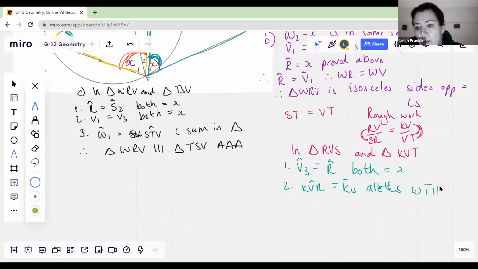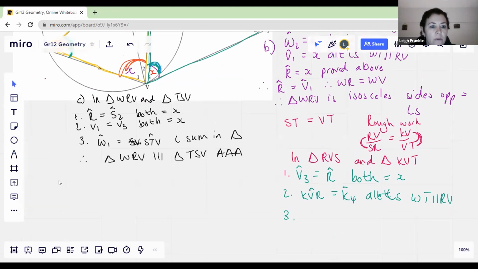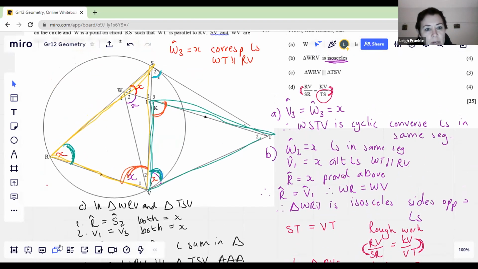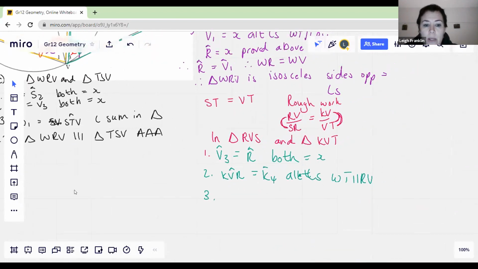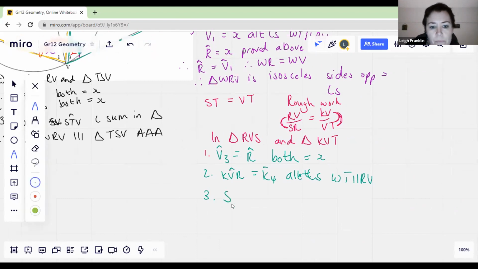WT parallel to RV. All right, so the third and remaining angles of the triangle, so in this case, Matrix, that would be S1 and T2. S1 and T2. Okay, angle sum in a triangle. Okay, so therefore, triangle RVS is similar to triangle.